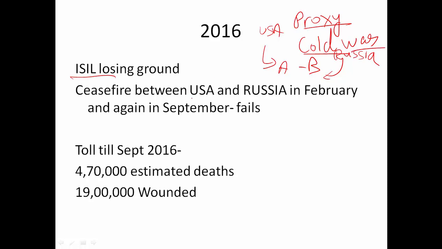So USA and Russia held talks in February, and they said that let's have a ceasefire, but it failed within a few days. Again in September 2016 also they held ceasefire talks, but that also failed within a few days. So this is the situation as of today.